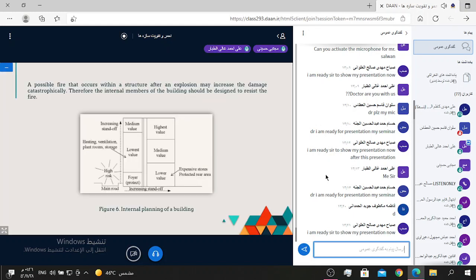A possible fire that occurs within a structure after an explosion may increase the damage catastrophically. Therefore, the internal members of the building should be designed to resist fire.